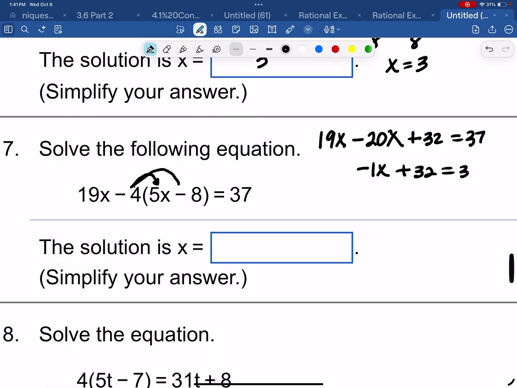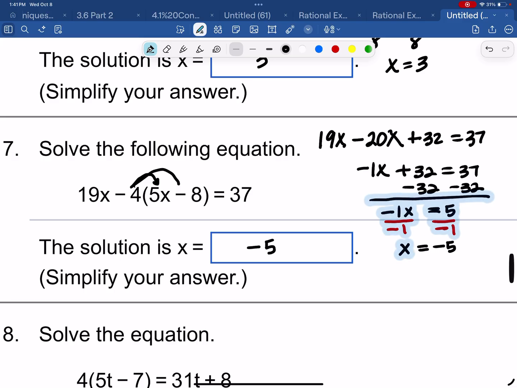equals 37. Subtract 32 from both sides. Negative 1x equals 5. We don't need a negative 1x. Since it's being multiplied by negative 1, we'll divide both sides by negative 1, and we get positive 1x, which is what we're trying to find, is negative 5. So my answer is negative 5.